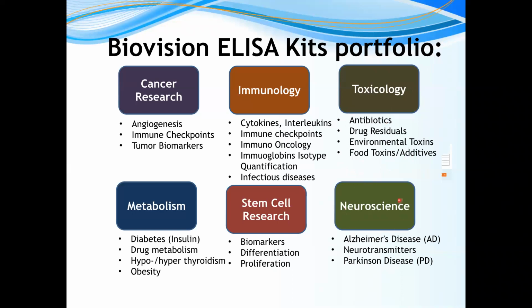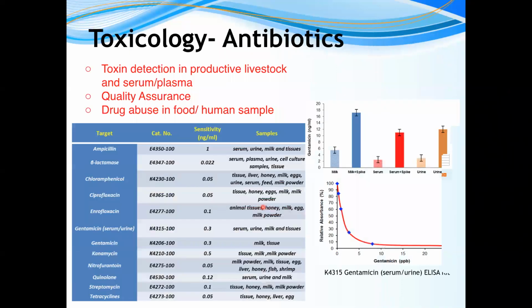And another new category that we have recently added is the product line for neuroscience research, that includes the ELISA kits for Alzheimer disease, neurotransmitters, and Parkinson disease. So I'm going to talk about them briefly. So first is our category of toxicology or antibiotics.